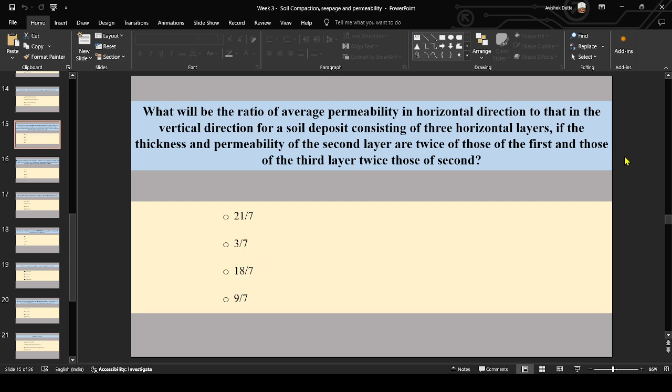It means there is a soil strata which has three horizontal layers. Now for thickness and permeability both, the property in the first layer has been doubled in the second layer, and that in the second layer has been doubled in the third layer. So the ratio of average permeability in horizontal direction to the vertical direction, this you have to find out. The options are 21 by 7, 3 by 7, 18 by 7, or 9 by 7.